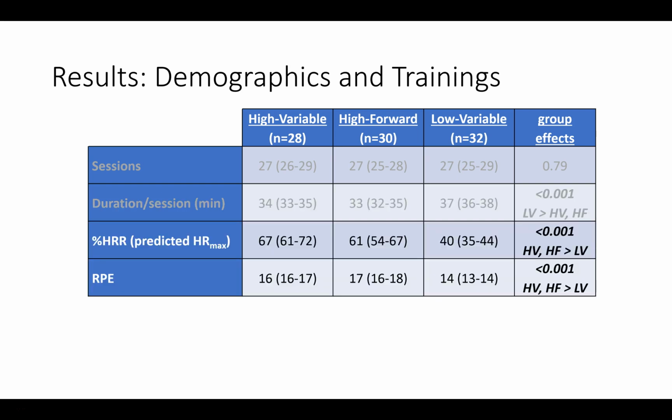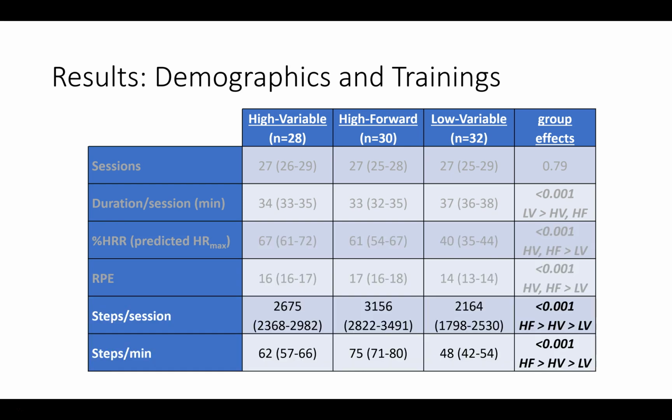As intended, the high intensity groups had significantly greater average heart rate reserves during their training sessions, as well as ratings of perceived exertion when compared with that low intensity group. In terms of the amount of practice walking that was actually provided, for both the steps per session, which is going to be the total amount of practice, as well as the steps per minute, which is going to be the rate of stepping during walking, the high intensity forward group was significantly greater than the high intensity variable group, which in turn was significantly greater than the low intensity variable group.